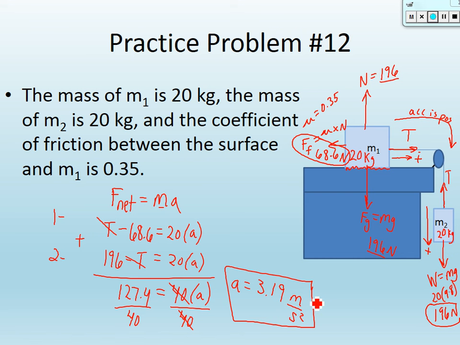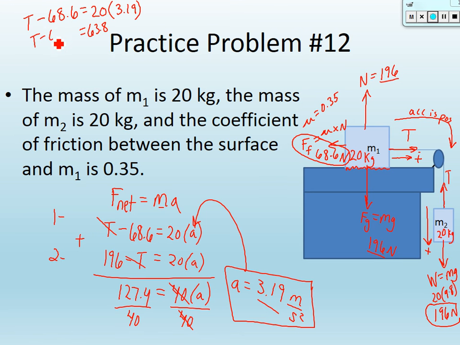Now that we have the acceleration, guys, can we solve for tension? Yeah, we just plug it back in for A. Again, I always do it where tension is positive. So I'm going to take this first equation here and put it up here. So tension minus 68.6 is equal to 20 times A. And since we already have A, we know that A is 3.19 meters per second squared. Let's plug it in. 63.8 if you take 20 and times it by 3.19.